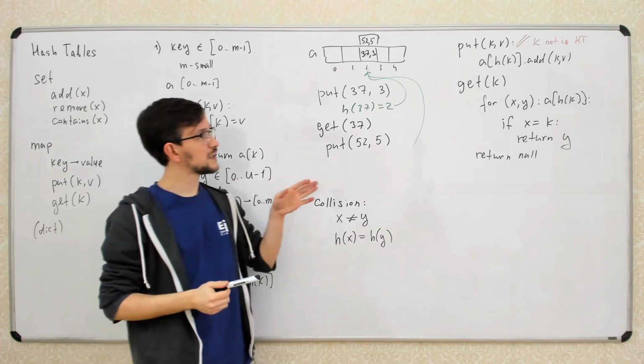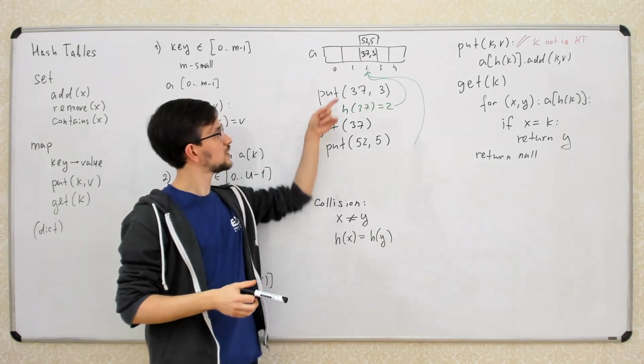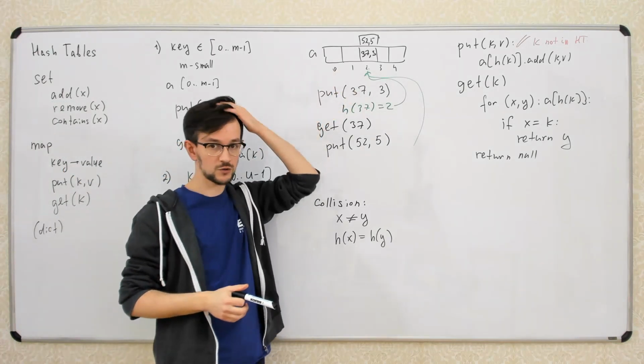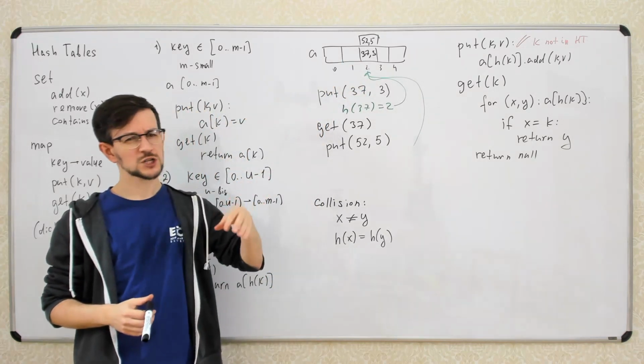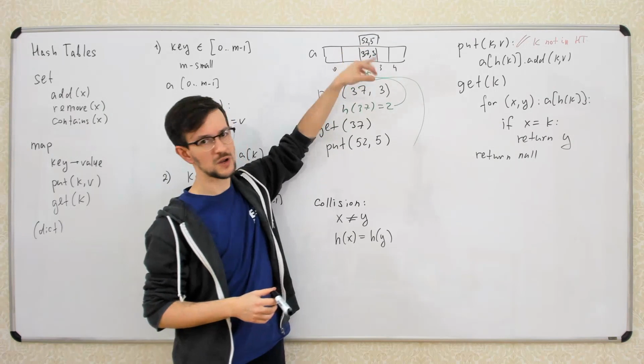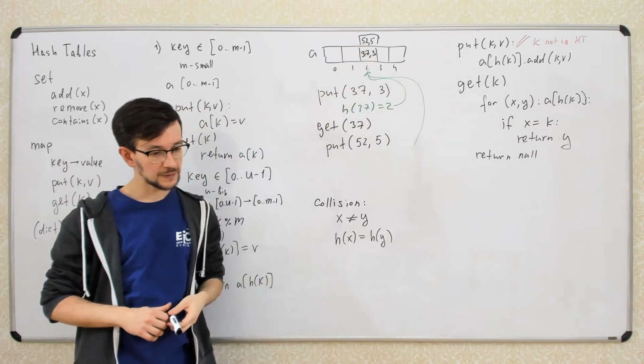So this code is fine if this key is not yet in your hash table. So you just put this new pair and it's fine. If it may be in your hash table, you need to find this pair and replace the value. Something like that.